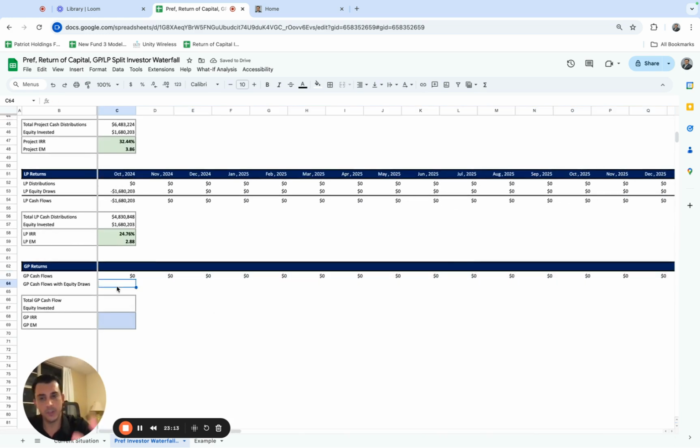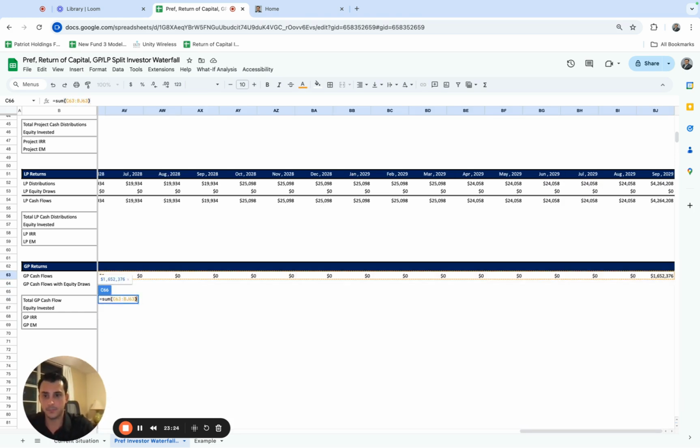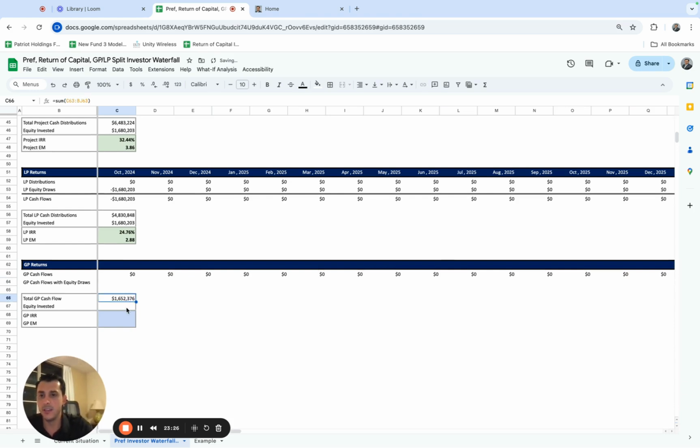GP, did they give any equity? In this case, they did not. So it's going to stay blank. Okay, so total GP cash flow. Let's add all that up. 1.65 million. Was there any equity invested? Nope. And what's the IRR and equity multiple? Well, we can't do an IRR and we can't do an equity multiple because there is no equity invested. So those metrics in this case basically are not applicable.